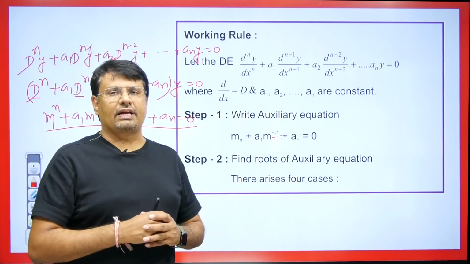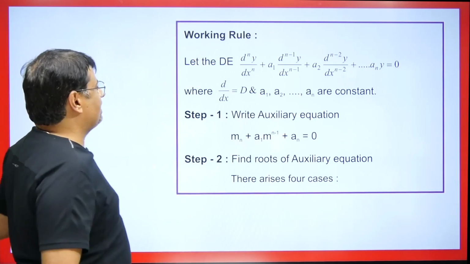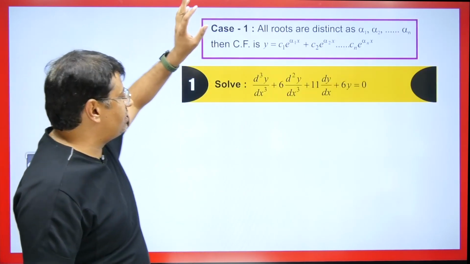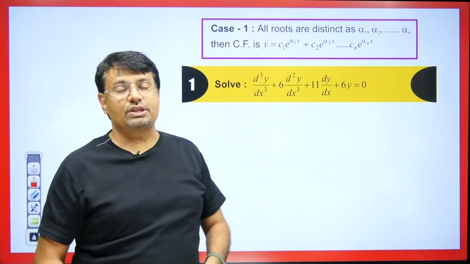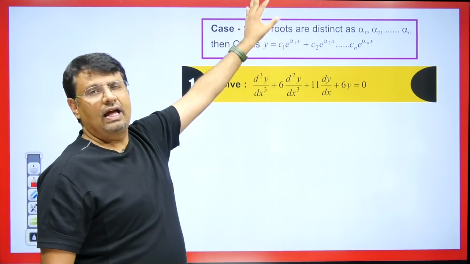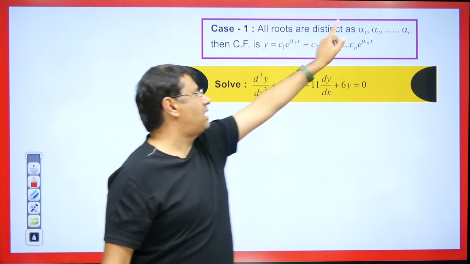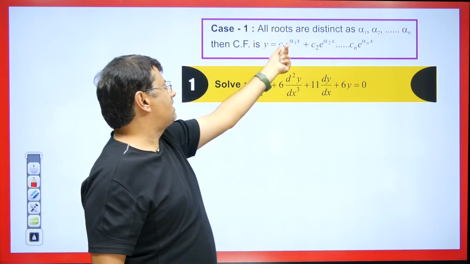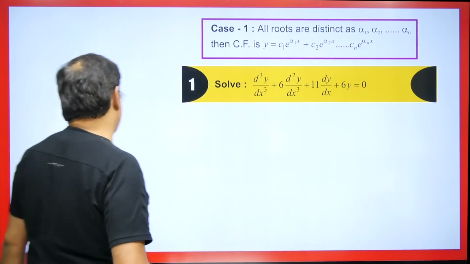I will take an example to explain. I'll take one case, and after that I'll explain some concepts to you. If we have a differential equation where the roots are real and distinct, the roots we get, alpha 1, alpha 2, alpha 3, appear in the powers of e, and this becomes the answer. Let's take an example.